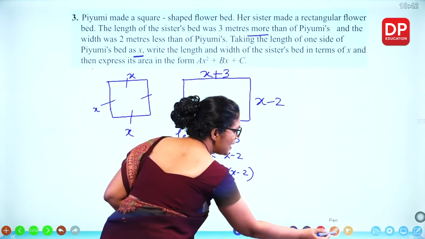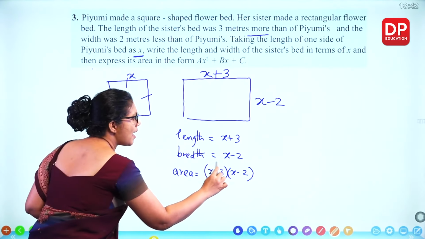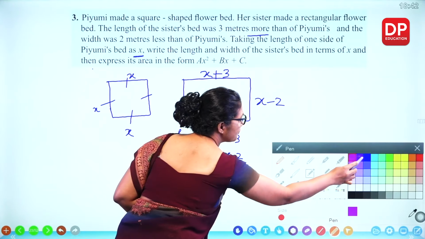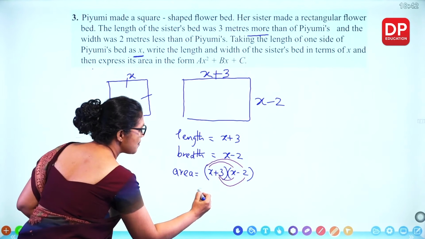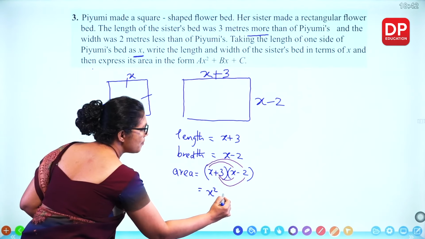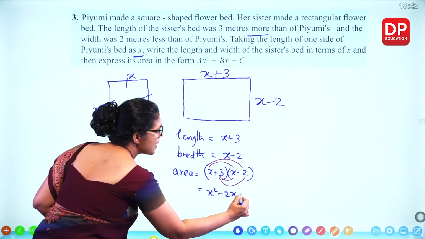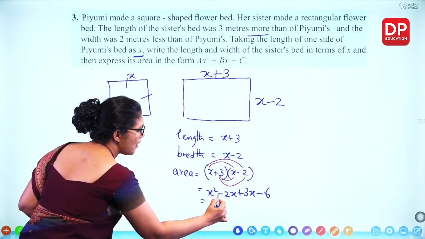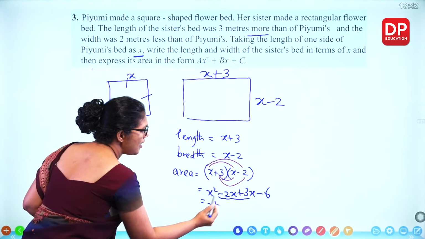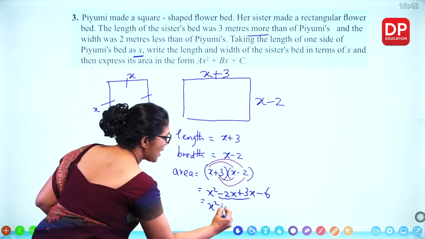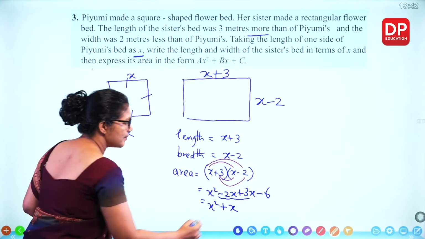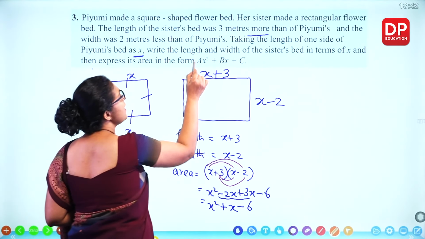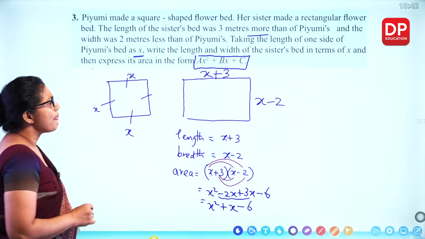These are binomial expressions. So we can multiply using the rainbow method. So what's the answer here? You get x into x becomes x squared, x into minus 2 becomes minus 2x, 3 into x is plus 3x, 3 into minus 2 is minus 6. When you simplify these two, you will get x squared, minus 2 and plus 3 becomes plus 1x. So no need to write 1. And you get minus 6. So you need to write this expression in this form. So what is a?